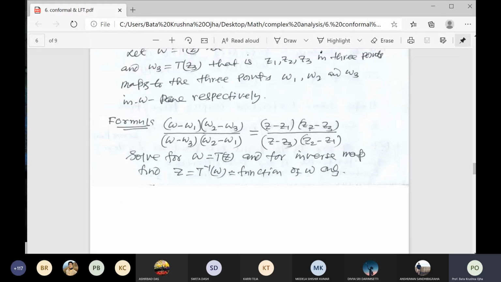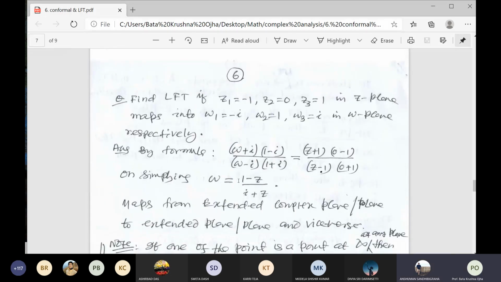Because if Z3 is infinity, it will become Z2 minus infinity. Here, Z minus infinity, we treat this ratio, this fraction, as 1, unity. So the problem will be easy for you. Now if you get this, solve this relation for W equals TZ, and for the inverse mapping, find Z equals T inverse W.